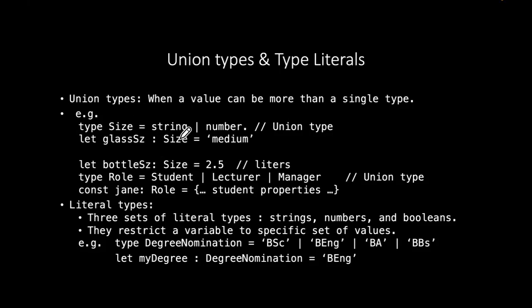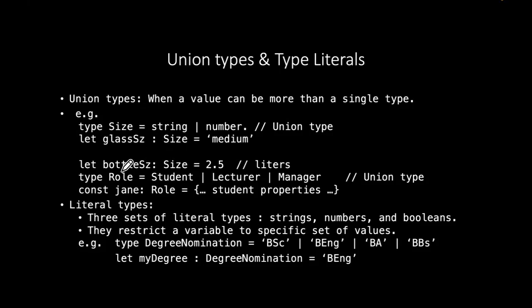Now, clearly in these 2 variables, type inferencing won't really work, because if you leave out size here, it's going to infer that the type for glass size is string. And we don't want that. We'd like it to be more specific. We'd like it to infer that its type is size, but it's not clever enough to work that out. Similarly, down here, it wouldn't work it out.